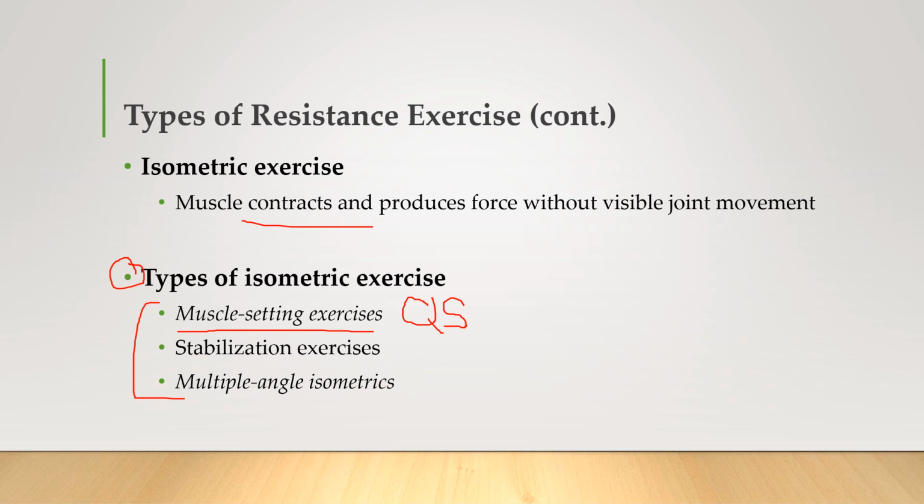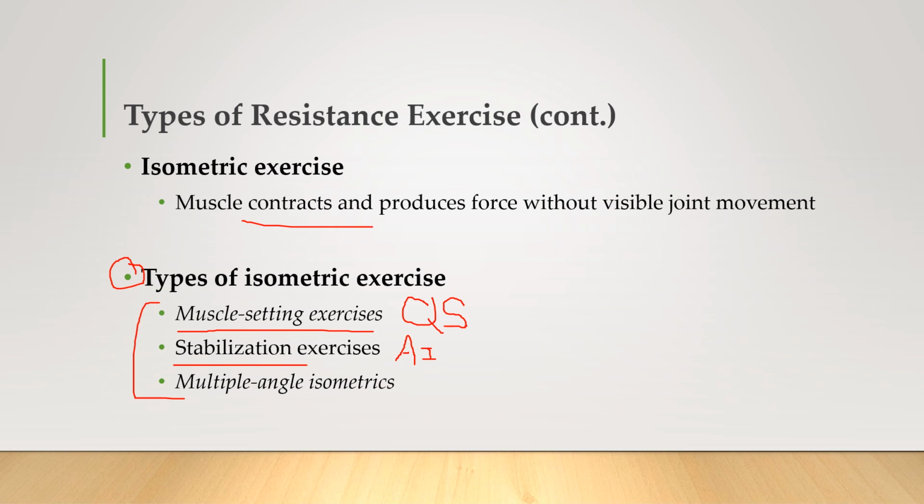Then we move on to stabilization exercises. So these are a lot of PNF techniques that you're going to cover in semester 4, but I'll write one up here. I'm going to write AI for alternating isometrics. So if we're trying to provide stability at the knee, the two major muscle groups that provide stability there would be the quads and the hamstrings.